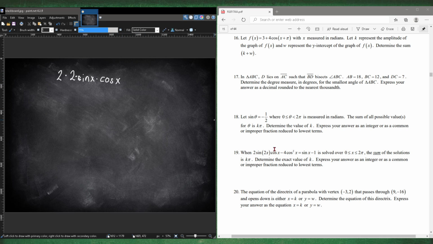And then it multiplies by another cosine of x, so this is actually cosine squared of x. And then a minus 4 cosine squared of x is equal to sine of x minus 1. So then from here, we could just make this a 4 sine of x cosine squared of x minus 4 cosine squared of x minus sine of x plus 1 is equal to 0. So let's just move this over.